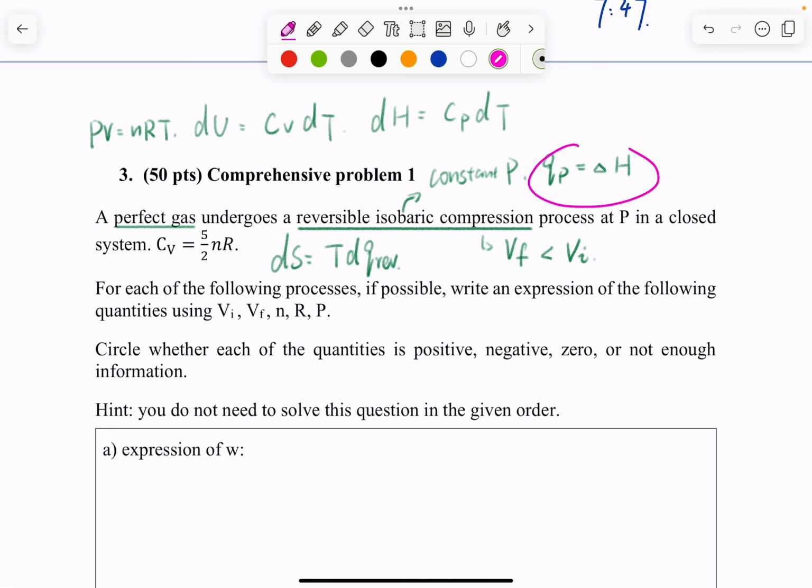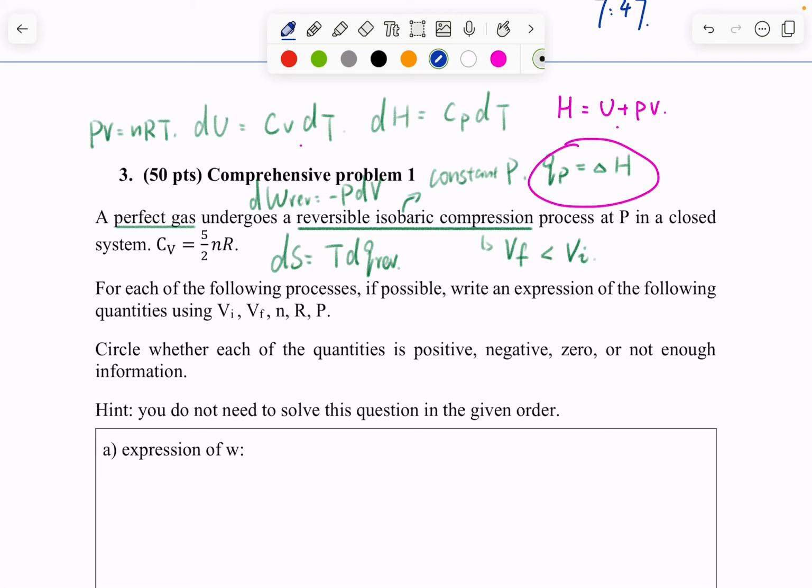First of all, we have Qp equals delta H. Now the question is asking us to calculate the heat and delta H, so we can use this as a sanity check to double check our calculation is correct. In addition, we have the definition of enthalpy, H equals U plus PV, so we can also calculate internal energy in a different way, either using Cv dT or using the definition of enthalpy. Oh yeah, and I forgot to say reversible: we have W reversible equals negative PdV.